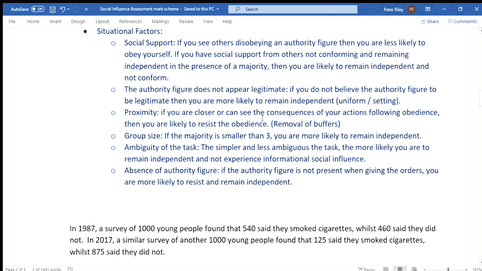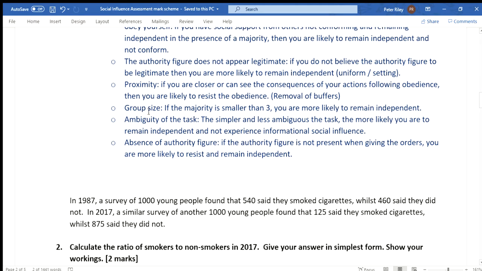Proximity, if you're closer or you can see the consequences of your actions of following obedience, then you're likely to resist. That only applies to obedience, it doesn't apply to conformity. You might have used the words removal of buffers, which is absolutely fine, that's great terminology to use. Group size, this only applies to conformity and not for obedience. If the majority is smaller than 3, you're more likely to remain independent, so therefore you're more likely to resist.